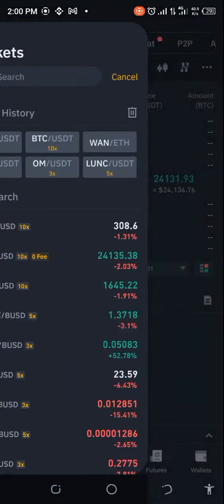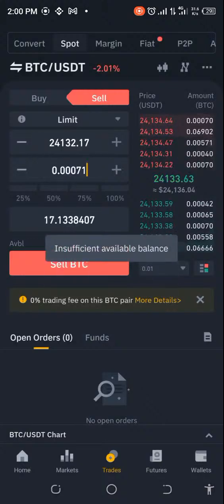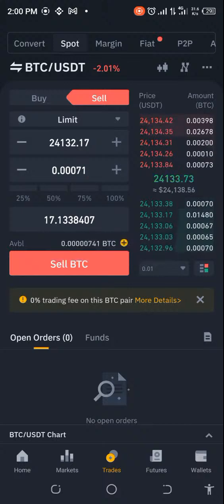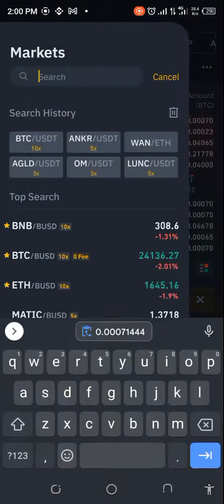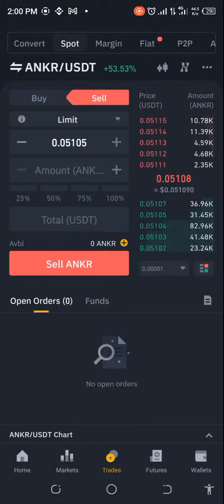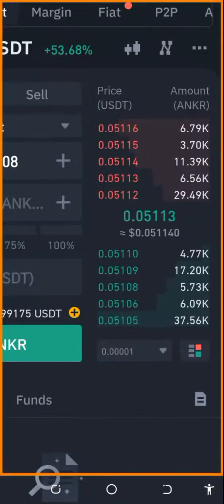Let's see whether we're going to make a profit. It looks like we would be able to make profit because we had to subtract part of that decimal point. Let me go back and see how this would go. I'm sure we're going to make a profit. Let me go back to ANKR USDT. What is the price right now?